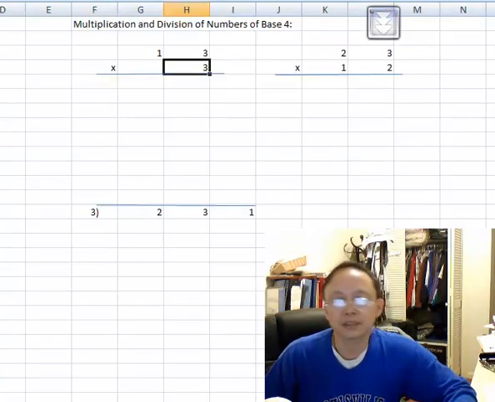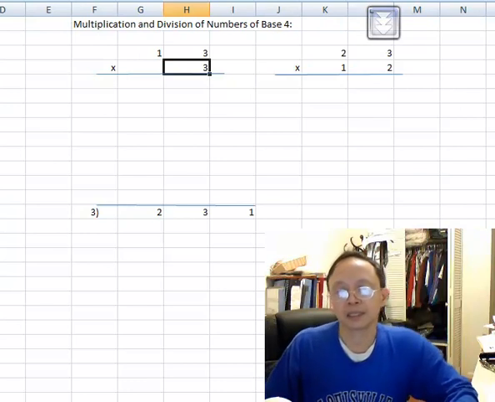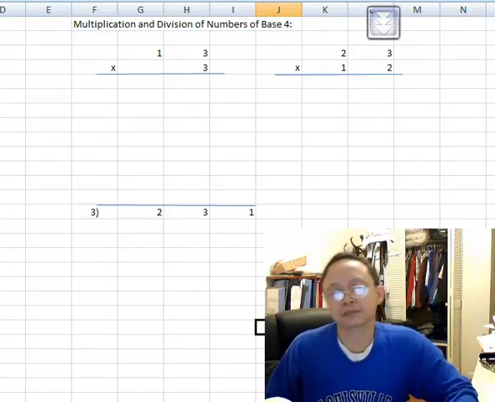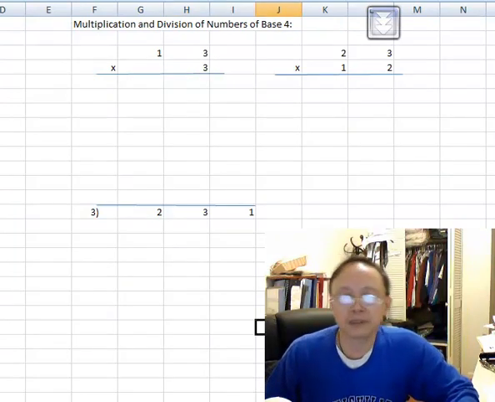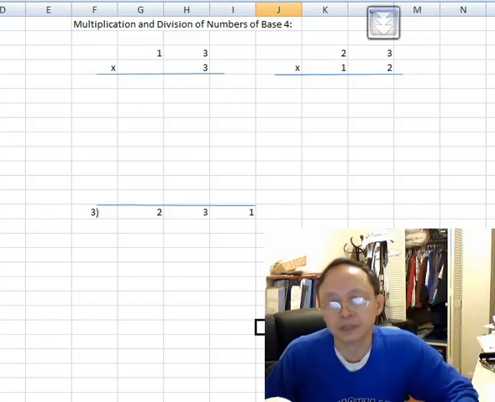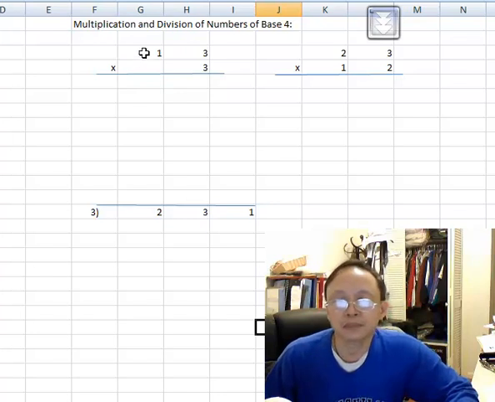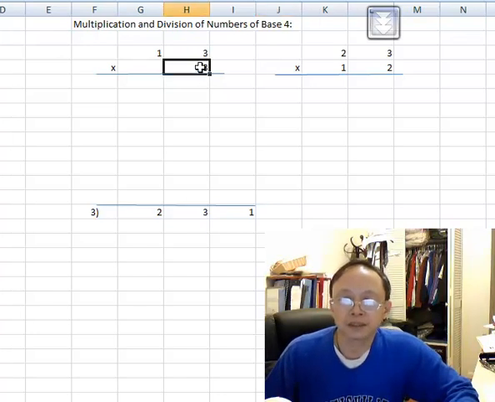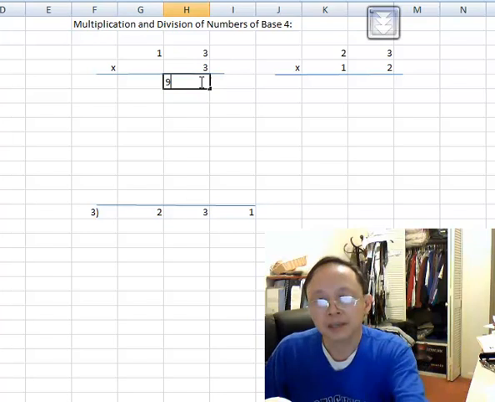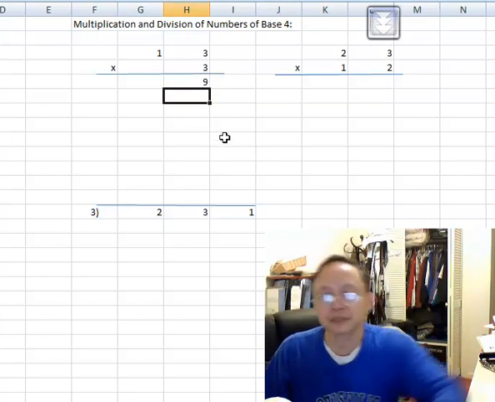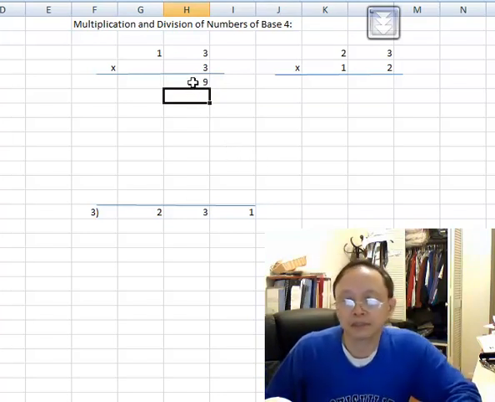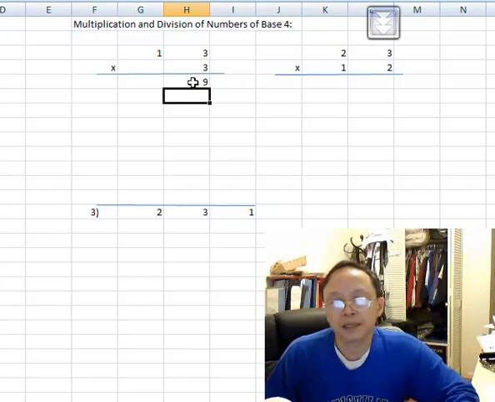And next, let's look at multiplication. Again, be careful. Whenever your number is bigger than 4, we need to have a carry. Okay, first example, 1, 3 times 3. Both numbers are base 4. So 3 times 3 should be 9. But in base 4 there is no 9. So we convert to a base 4 number.